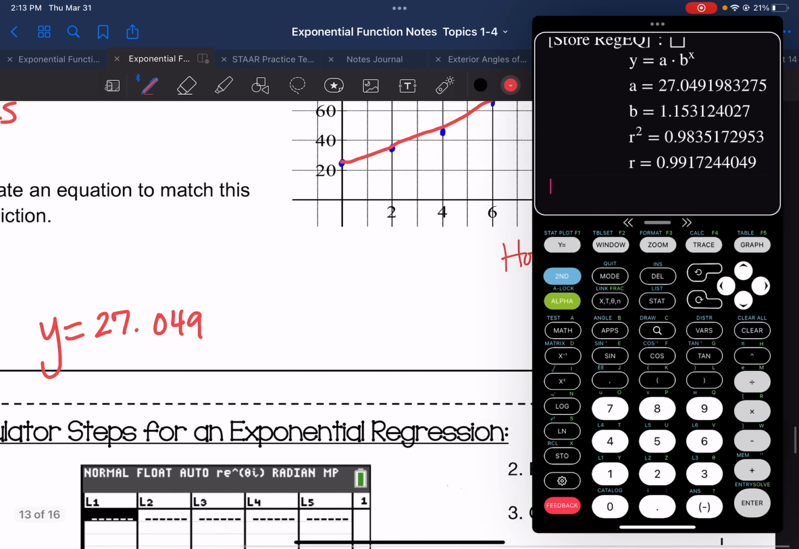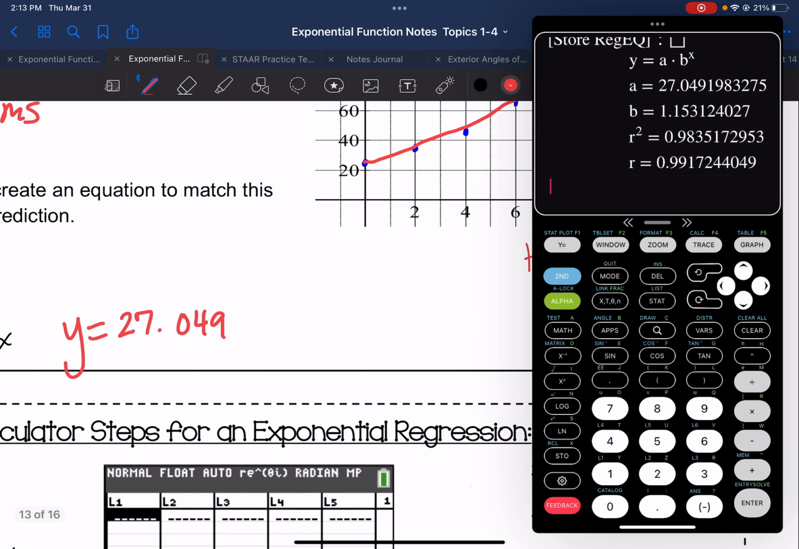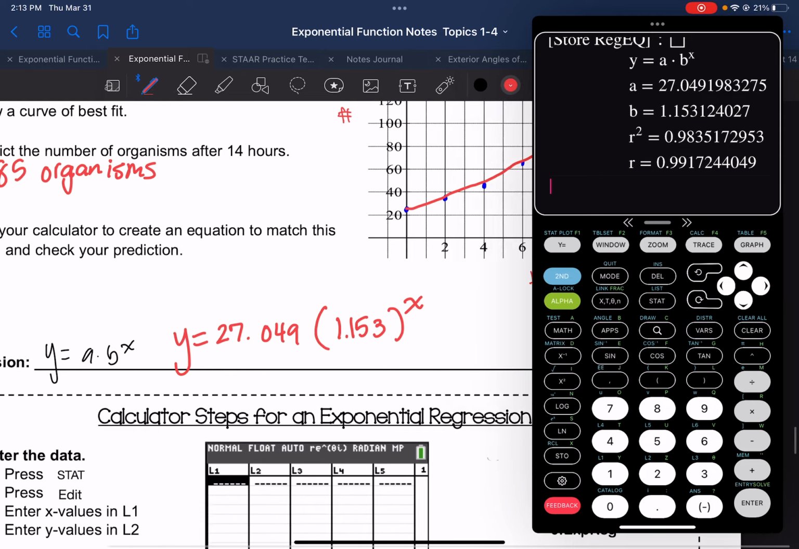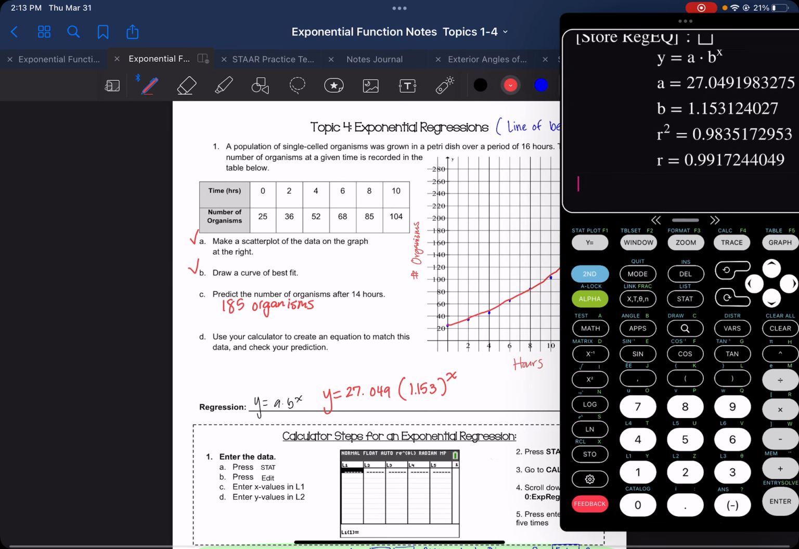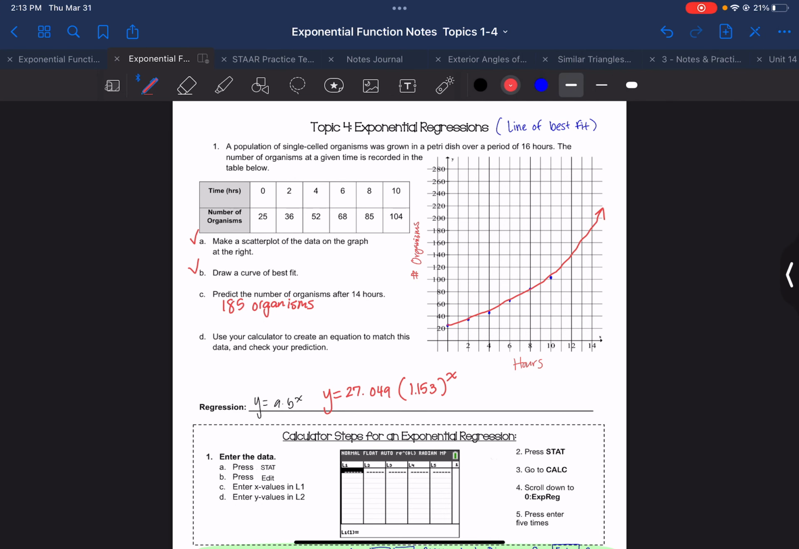27.049, that's rounding to the 3rd place after the decimal. Parentheses, here's my b value, 1.153, and it stays like that to the power of x. Bam. All right, so this right here is an exponential model based off of this data they gave us, right? This will allow us to predict most accurately what future hours and organisms there will be.